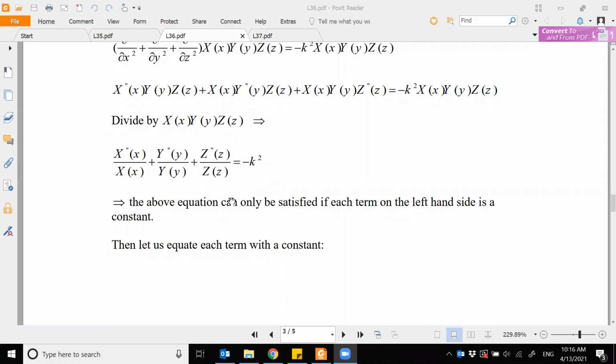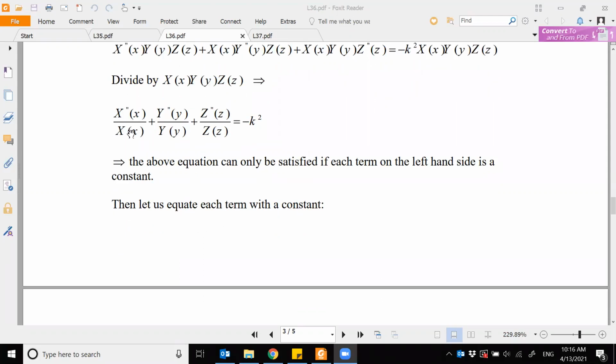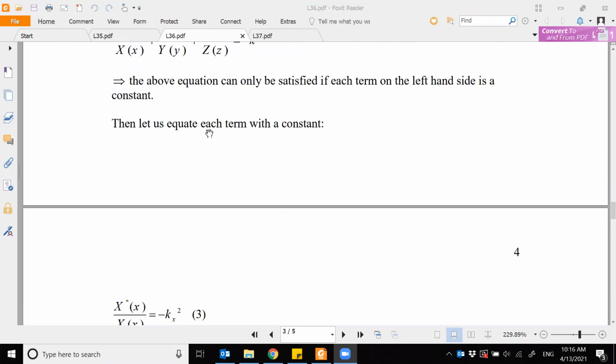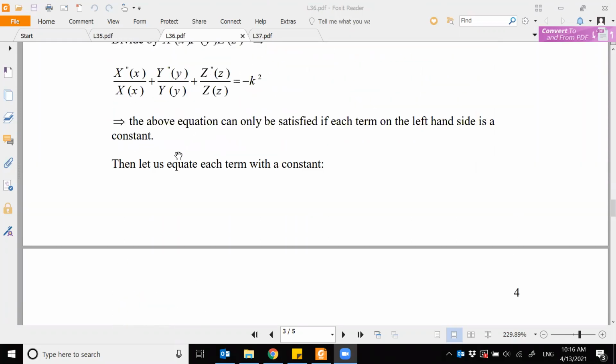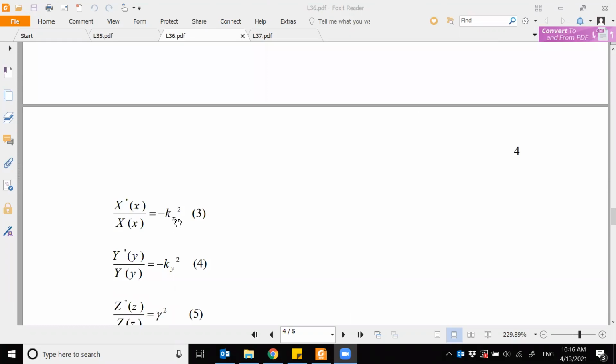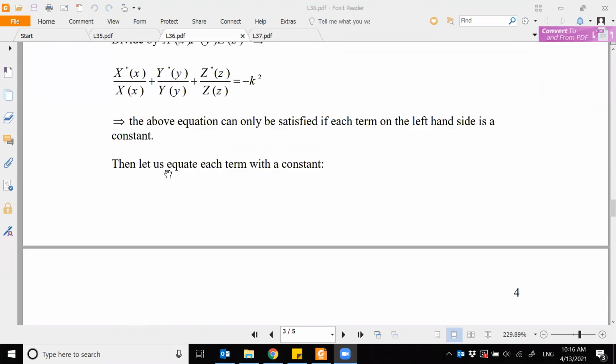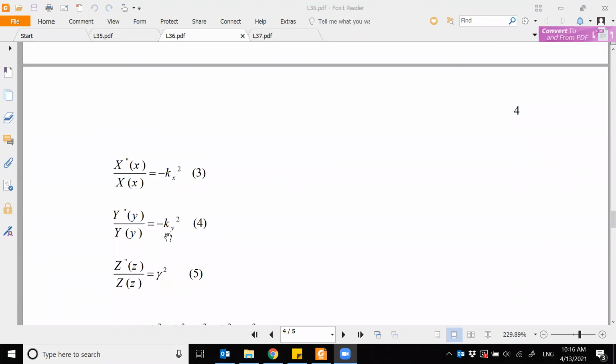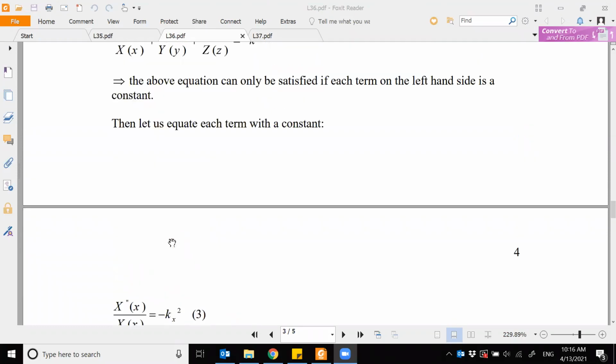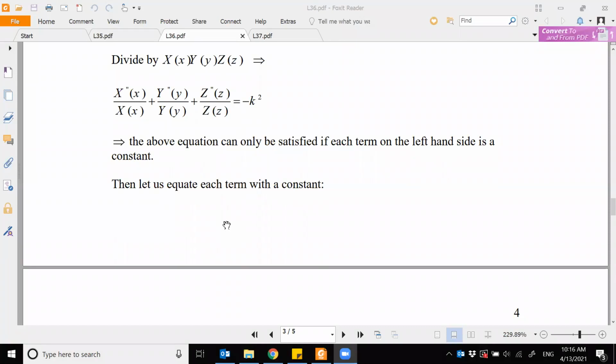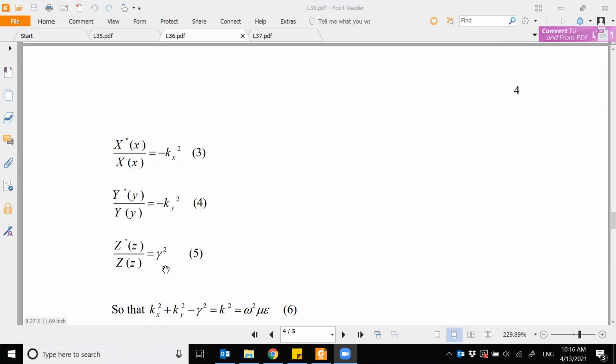And then again, from our differential equation, this equation can only be satisfied if each term on the left-hand side is a constant. And therefore, let us equate each of these terms with a constant. So this is how we are equating. The first term, which is the x term, I'm equating with a constant minus kx squared. The second term, I'm equating with a constant minus ky squared. And the third term, I'm equating with gamma squared.